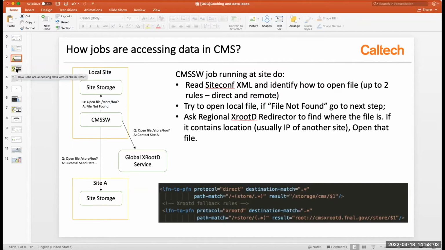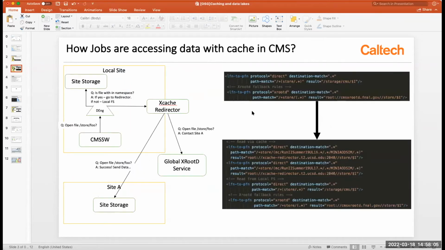So what we do with cache is we change the site local configuration, and we are appending a few rules at the beginning, so that if any logical file name starts with, for example, store MC run to miniaod sim, redirect to the local XCache redirector. If not, do the usual stuff: try to open the file locally from the storage CMS mount point. If the file is not found, go back to the Fermilab redirector.